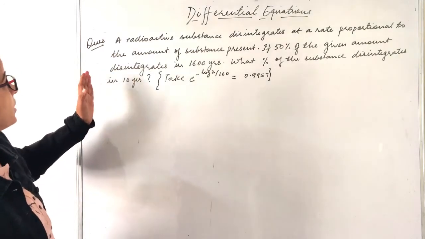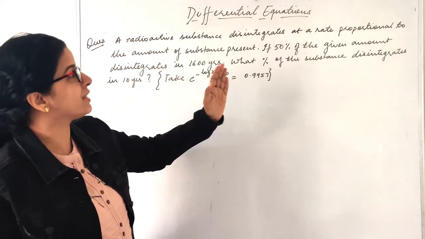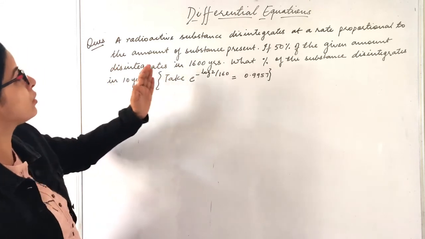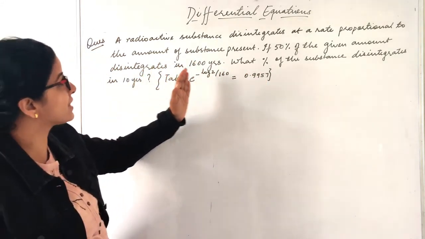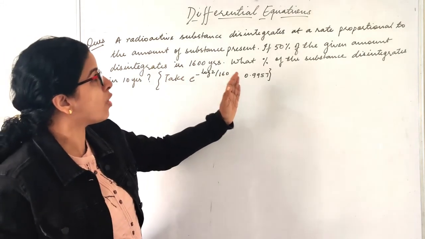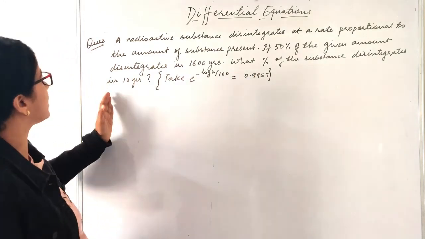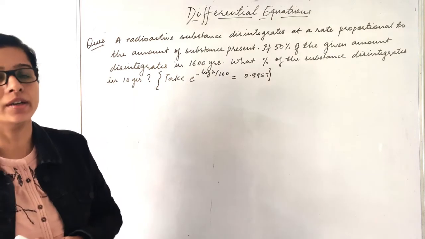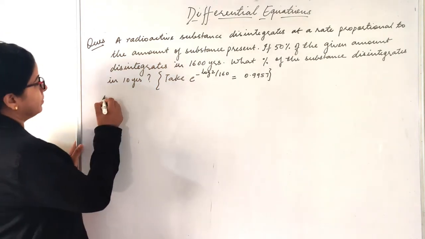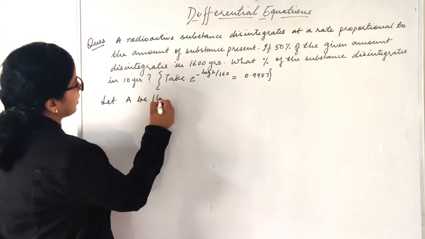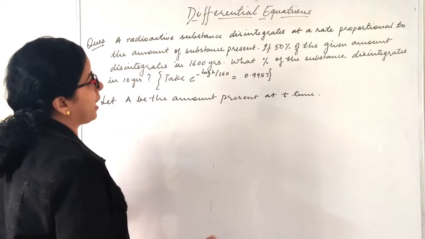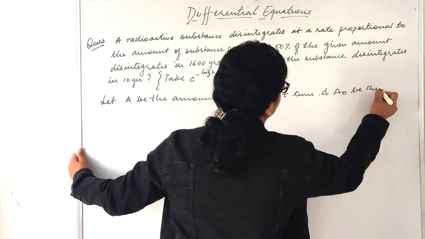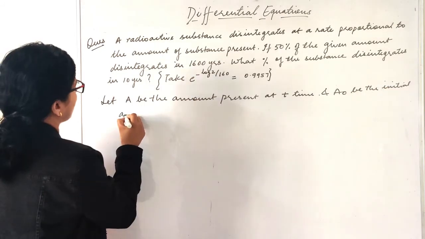So the question is, a radioactive substance disintegrates at the rate proportional to the amount of substance present. If 50% of the given amount disintegrates in 1600 years, what percentage of the substance disintegrates in 10 years, right? So let us assume, let A be the amount present at time t, and A0 be the initial amount of substance.